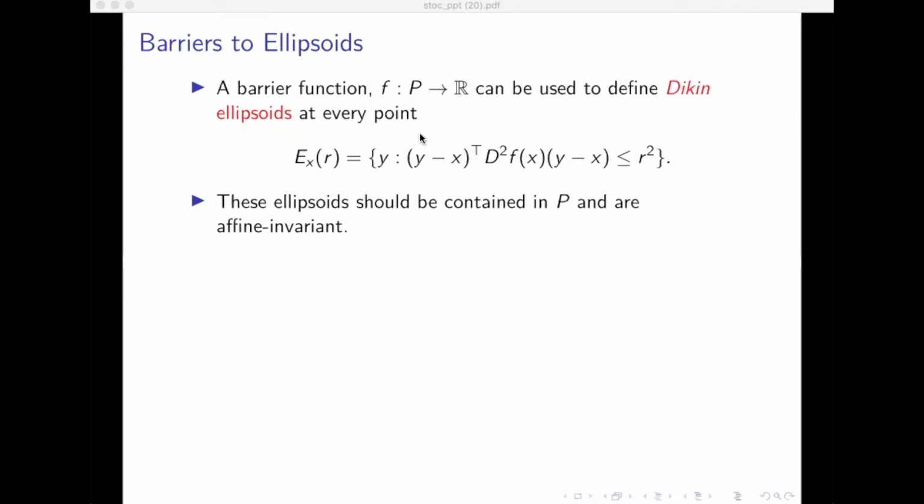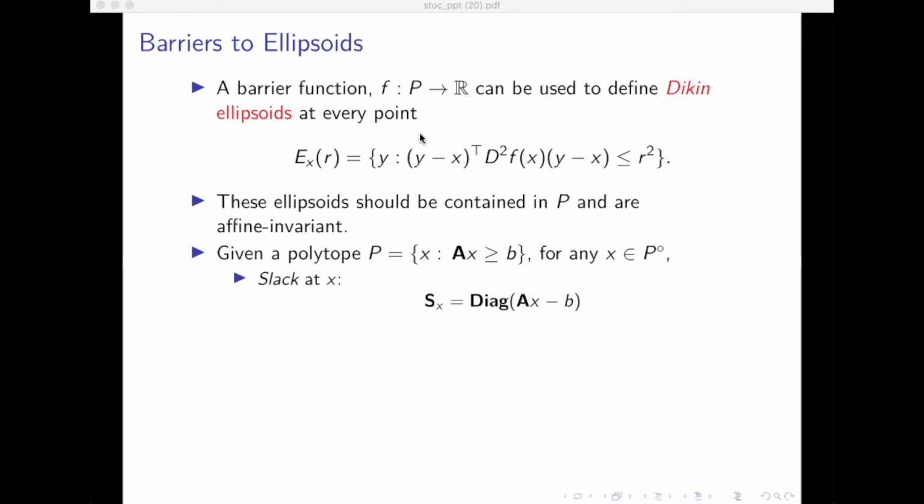Before defining the standard Dikin walk, we need a few more notations. For a point x in the polytope Ax ≥ b, the slack matrix S_x is a diagonal matrix whose ith entry is the slack corresponding to the ith constraint. For a vector h, the local norm at x is equal to the square root of h transpose H_x h, where H is a positive semi-definite matrix, which will be clear from the context.